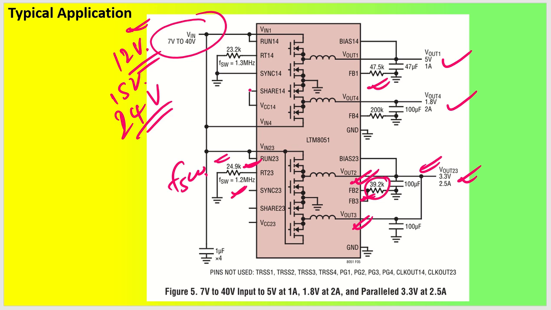So here also, if you want, you can put 1.2 megahertz, so that you can make it 24.9 kilo ohm. Okay. Now coming back to the input capacitors of the respective inputs, V input 1, 2, 3, 4, everything, they have suggested you keep 1 microfarad with a 50 volt rating.